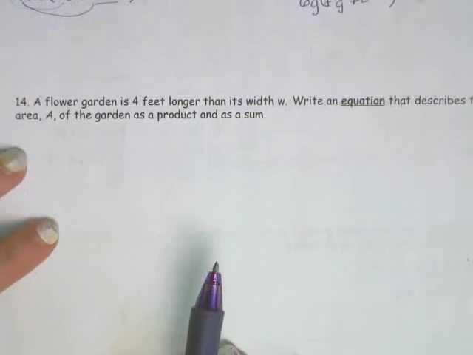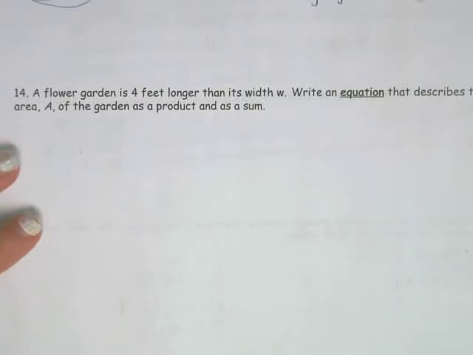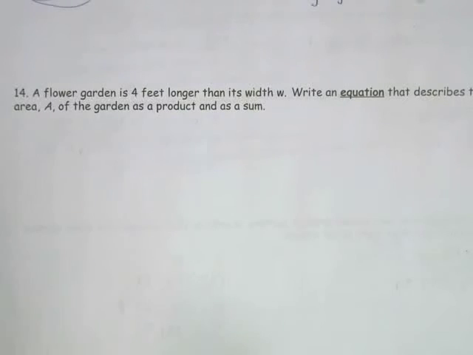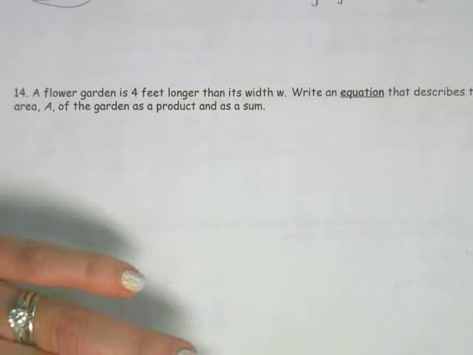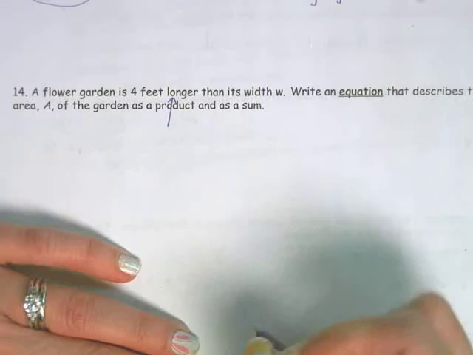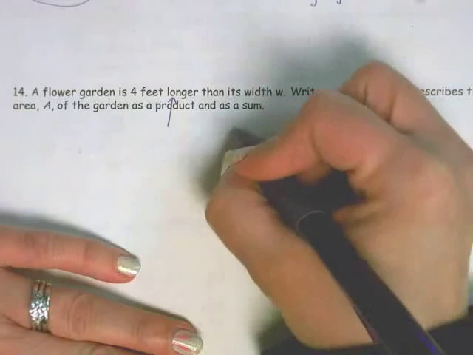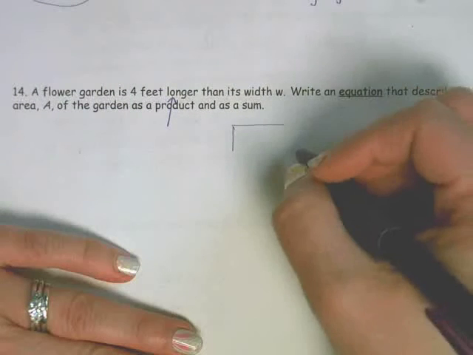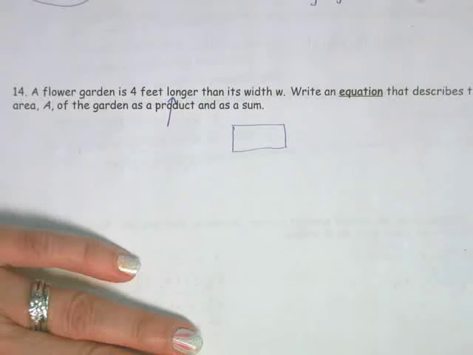A flower garden we're looking at. Okay, it is 4 feet longer than its width, and we're writing an equation that describes the area as a product and as a sum for this one. This is so similar to something that we did when we were doing the quadratics and doing the area formulas before. So if we're looking at 4 feet longer than the width, here's what we know. If I was doing this, I assume that this is going to be a rectangle. I don't think it says rectangular garden, but it does say length and width. So we're going to assume that it is going to be length and width.